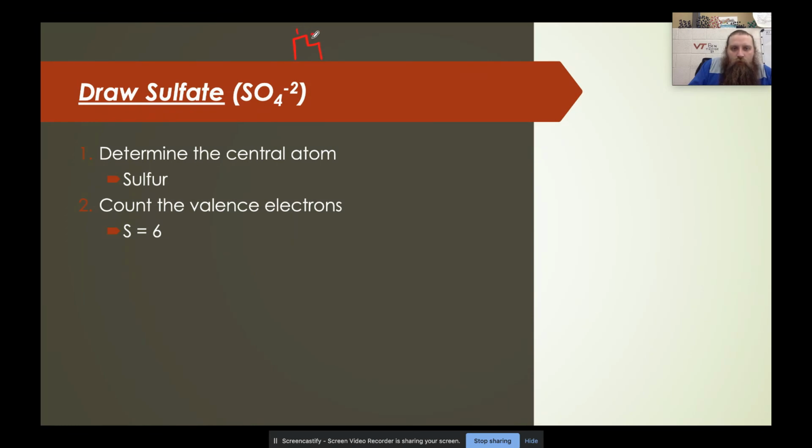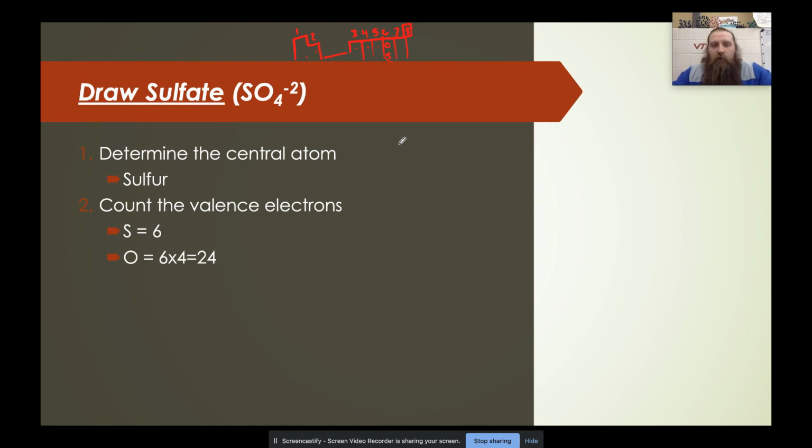So we have 1, 2, skip the D block, 3, 4, 5, 6, 7, and then helium will give us 8. So there's my noble gases. All right, so oxygen's here, sulfur is there. As I count from the left, 1, 2, 3, 4, 5, 6, sulfur has 6 valence electrons.